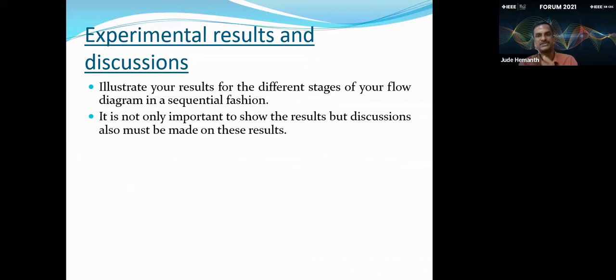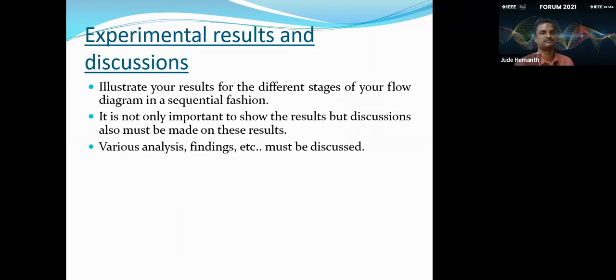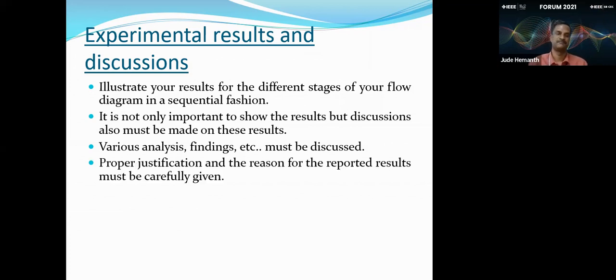Next, it's not only important to show the results, but discussions also must be made on these results. Various analysis findings must be discussed. Why this method is giving a good result, or why this method is not giving a good result. What happens if I change this parameter? Because of this parameter, I'm getting a decreasing trend. The more you write on the results, the chances of your paper getting into a SCIE journal will gradually increase. The better the discussion, the better will be the acceptance rate.